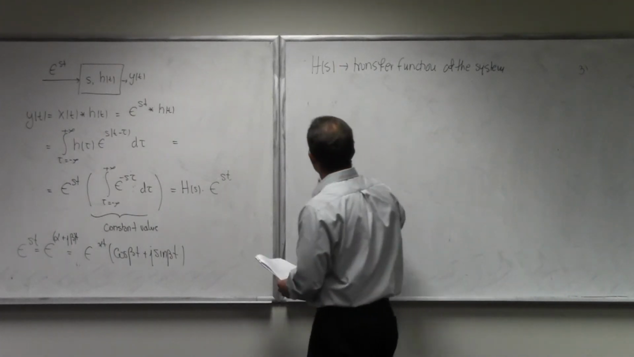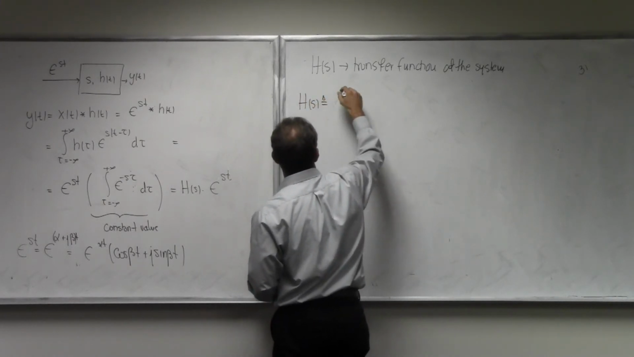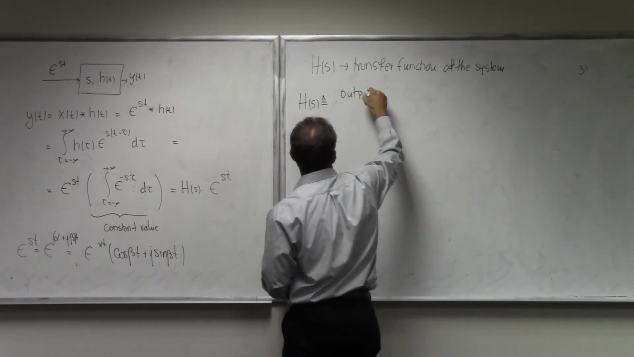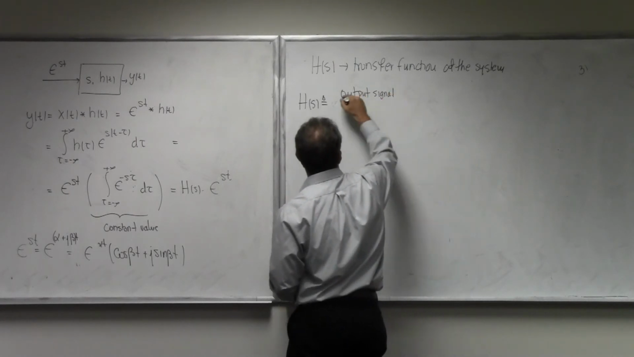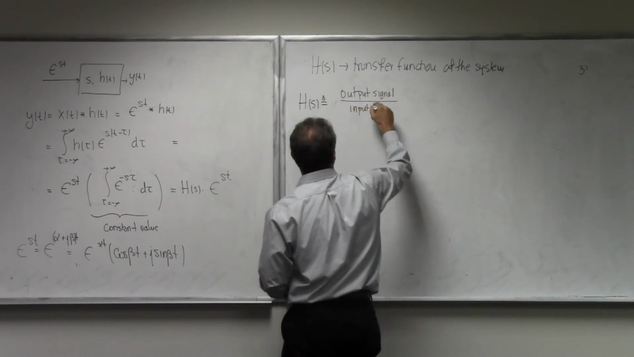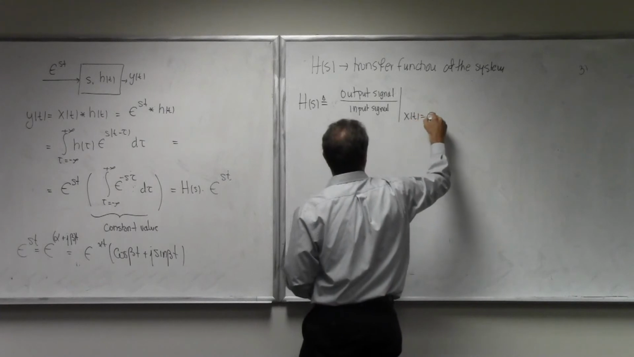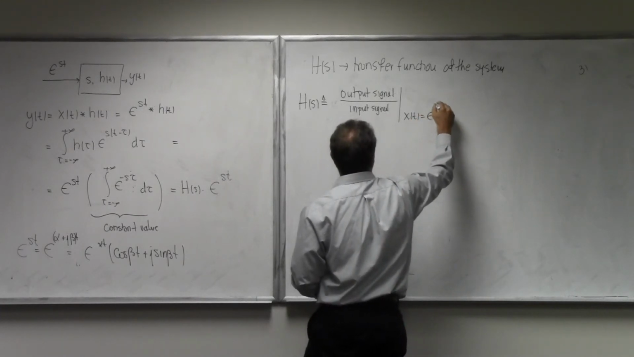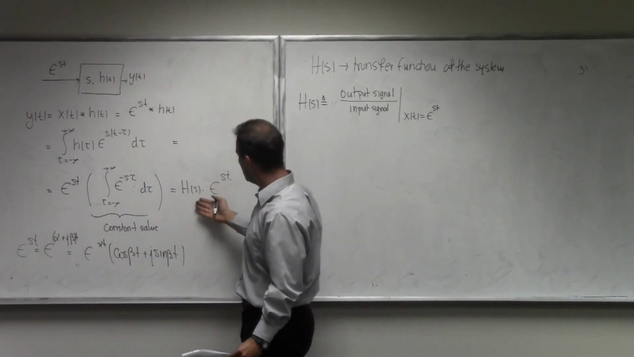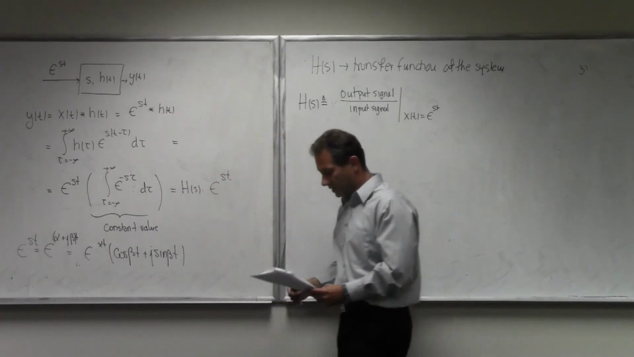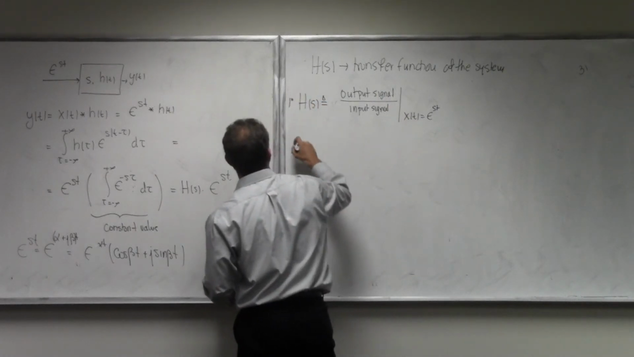We have a couple of other definitions and ways to calculate this value. First one is, you can see that h of s can even be defined that way: output signal over input signal when input signal x of t is equal to e to the st. So if I feed e to the st into the system, observe the output, and divide the two, I'm going to get this constant h of s. So this is the first way we can evaluate it.